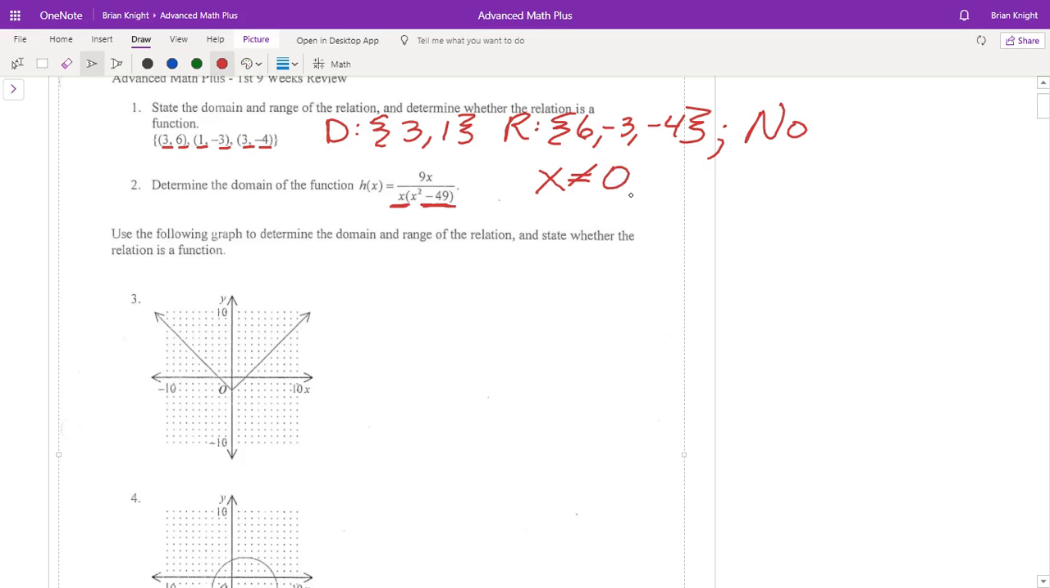X can't be 0. And then x squared minus 49 can't be 0 either. So if I wrote that out and solved it, I would get x squared equals 49, and I take the square root, and so x can't be 7 or -7. Okay? Everybody good? So it can be any number except those 3. And again, you just figure out what would make the bottom 0. It was x squared minus 49, yes.